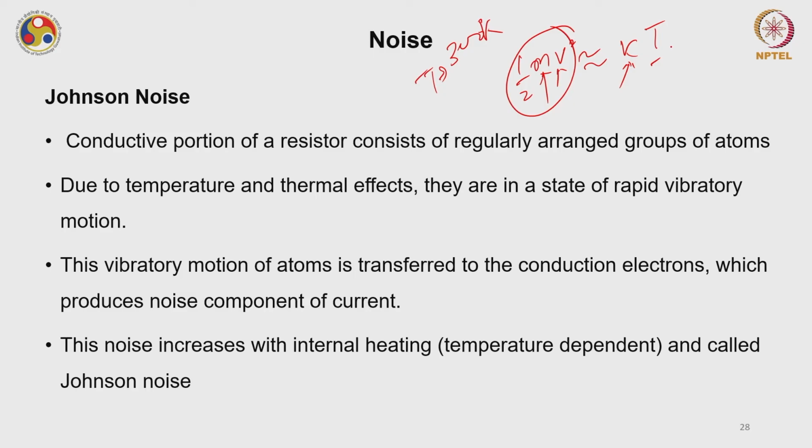So if I have to find the value of this velocity, I will have something like the square root of 2kT divided by m. This value is something like 10 to the power 5 to 7, depending on what temperature you are talking about. So this noise is basically Johnson's noise, and it increases with internal heating.